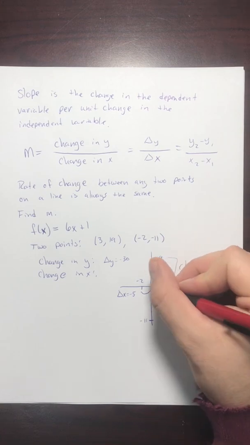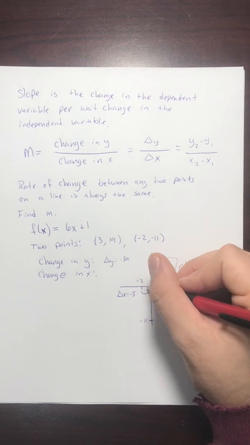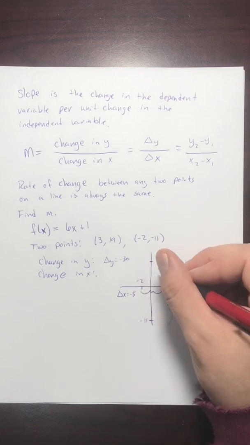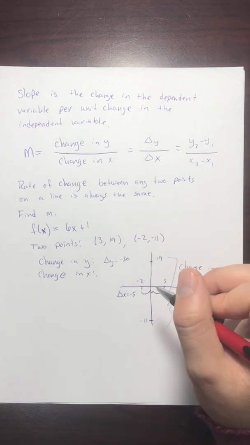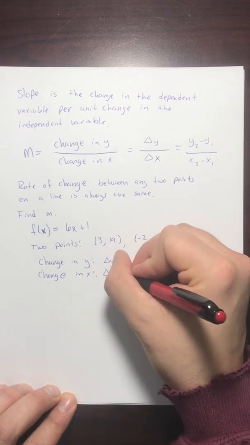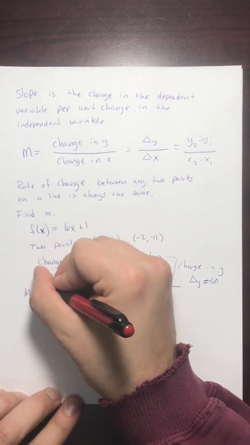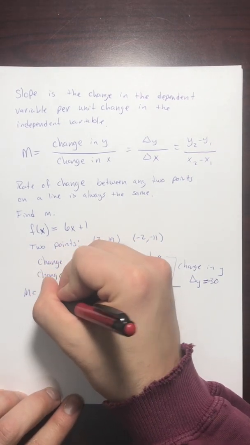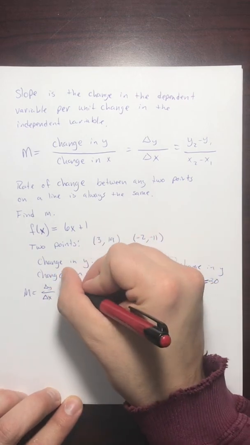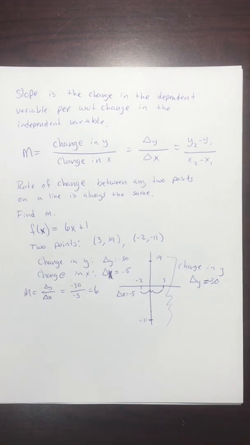So if we're at 3 on the x, and then we go to negative 2, we're moving in the negative direction. On the horizontal axis, left is the negative direction, on the vertical axis, down is the negative direction. So delta x is negative 5. So m is delta y over delta x, which is negative 30 over negative 5, which is 6.